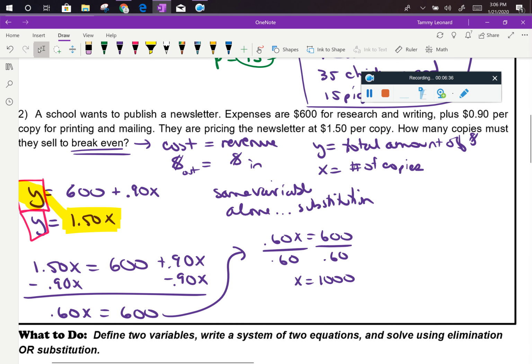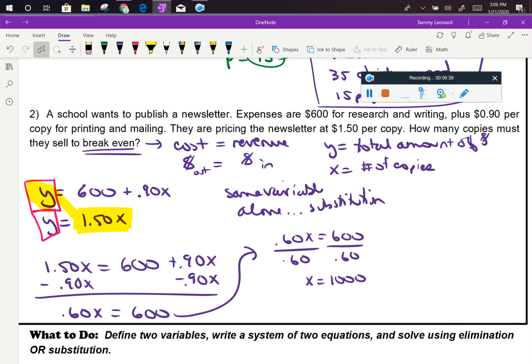Now the question just asked, how many copies do they need to sell to break even? So they're not making any profit at the break even, but they haven't lost any money. And we can say that they need to sell 1,000 copies. If they sell fewer copies than that, they'll actually lose money. But if they sell more copies than that, they'll make a profit.